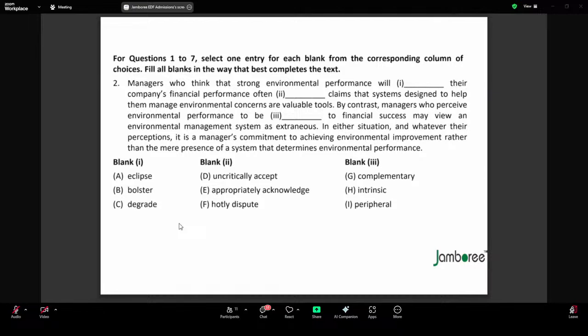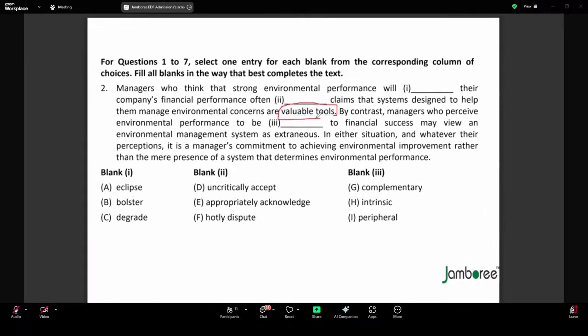So managers who think that environmental performance will, I don't know what they think, their financial performance often claims the system designed to help them manage concerns available tools. Now here, finally, I get this clue. So they believe this is a positive thing. So here it has to be positive. It cannot be negative. It could be neutral also, but it cannot be negative: positive or neutral.